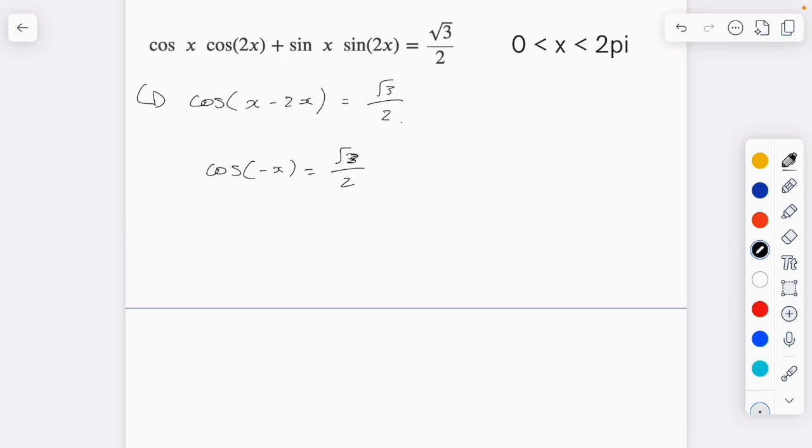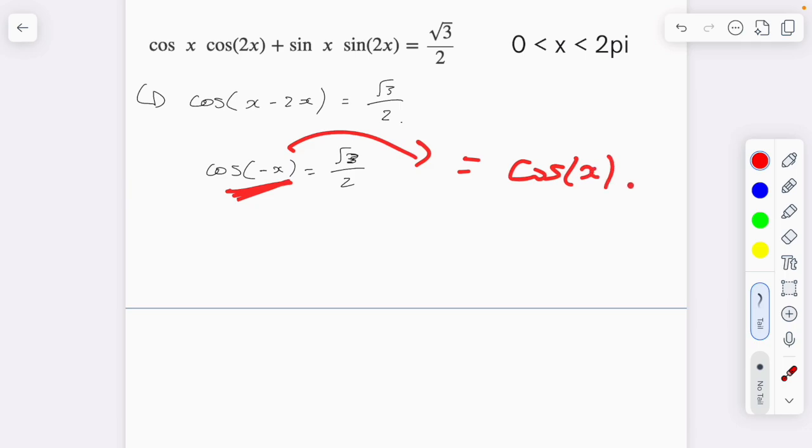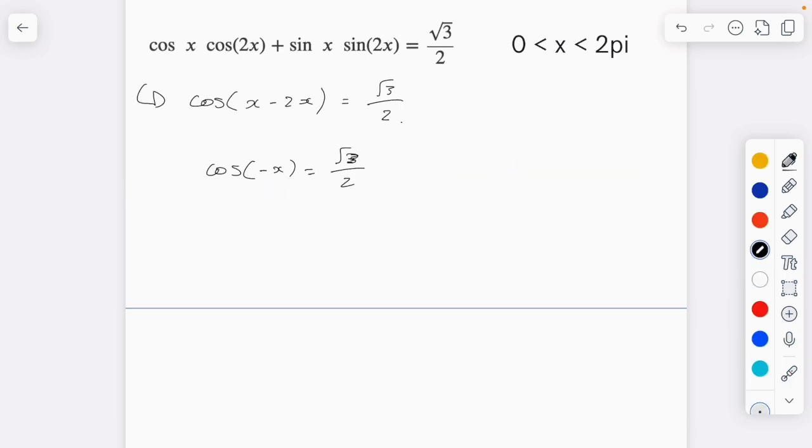And from that, what does that tell us? Well, minus x, you see all the identities are coming together. Cos minus x is the same thing as saying cos x. So therefore I can say that cos x is equal to root 3 over 2.